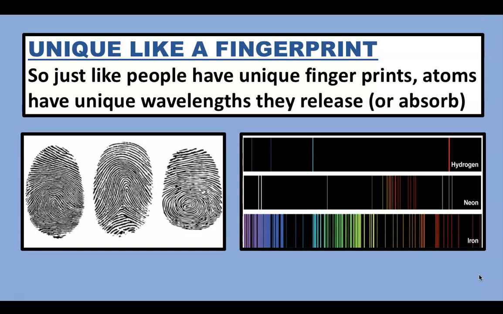For example, here we can see hydrogen and neon and iron. A lot of different colors going on here. Hydrogen seems to only have 4 according to the diagram. Neon's got a lot more, and iron has got so many more. Again, each of these bands of color correspond to a different electron falling from higher energy level to lower energy level.